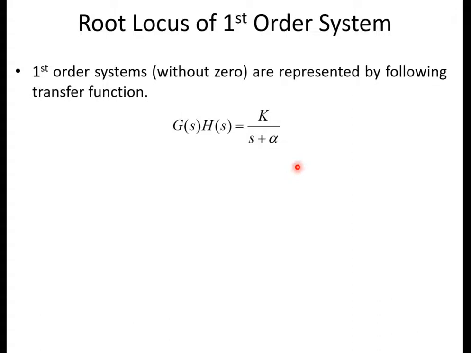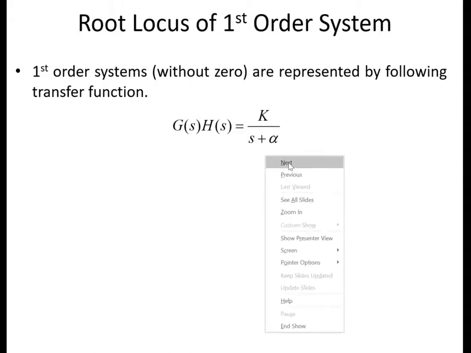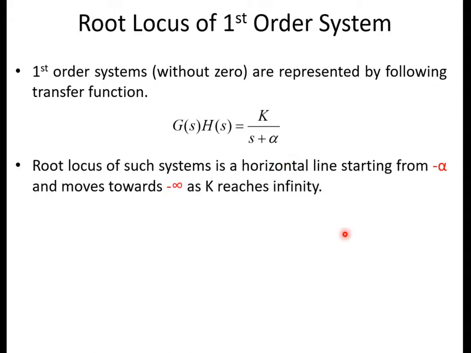So first order systems without zero are represented by the following transfer function, that is G(s)H(s) is equal to K over S plus alpha. You can see that this is without zero, that is there is no S term in the numerator of the open loop transfer function, but there is only one pole. That is why it is termed a first order system, because the characteristic equation of this system will be S plus alpha is equal to 0, where S to the power 1 means it is first order.